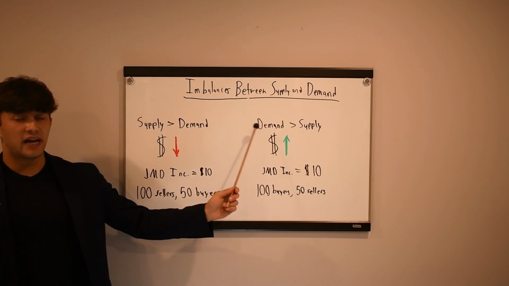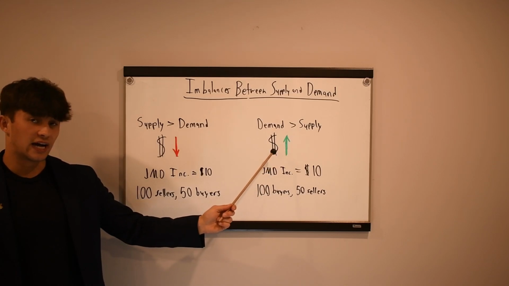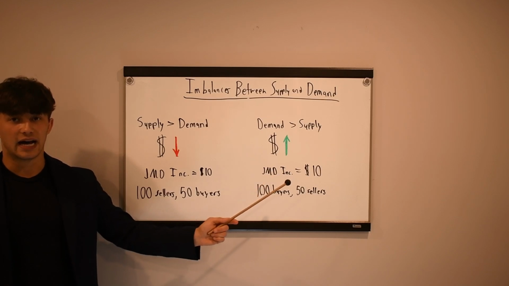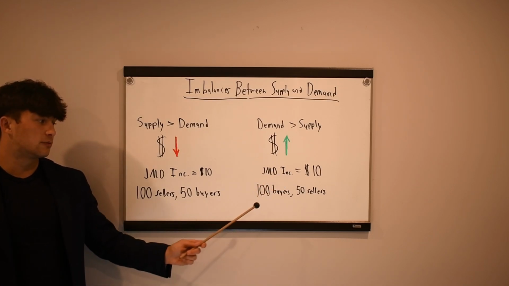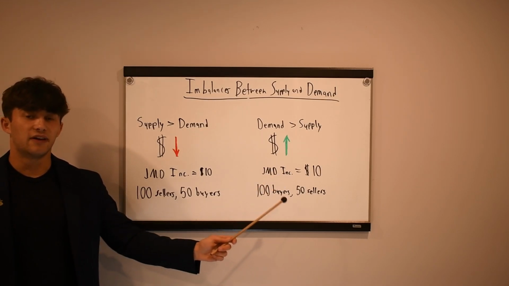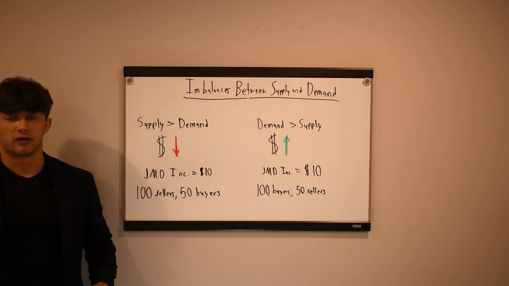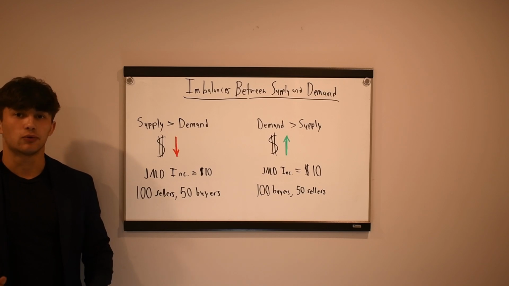Here we have when demand is greater than supply, the price will rise. So we have pretty much the same example here of JMD Incorporated at $10, but instead we have 100 people willing to buy at this price and only 50 people willing to sell. So in order for the buyers to win over more sellers, they're going to need to increase the price at which they'll be willing to buy the asset.